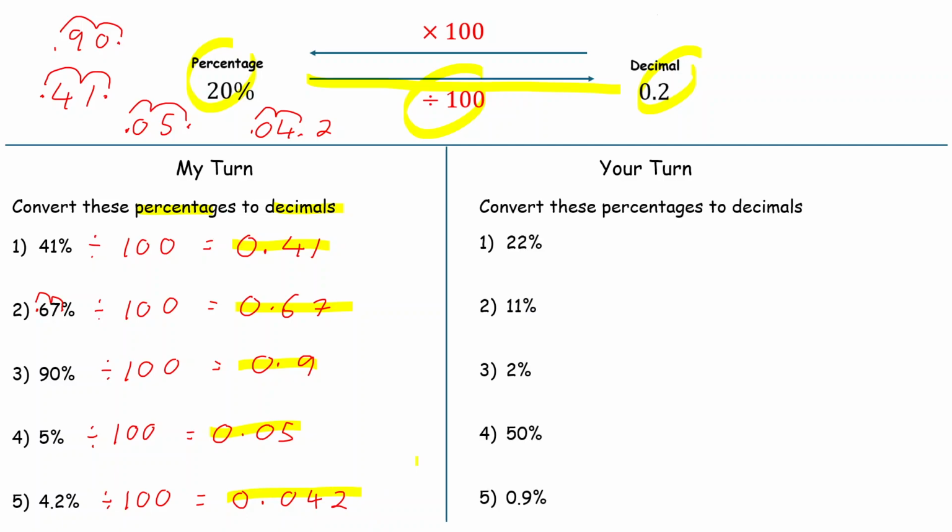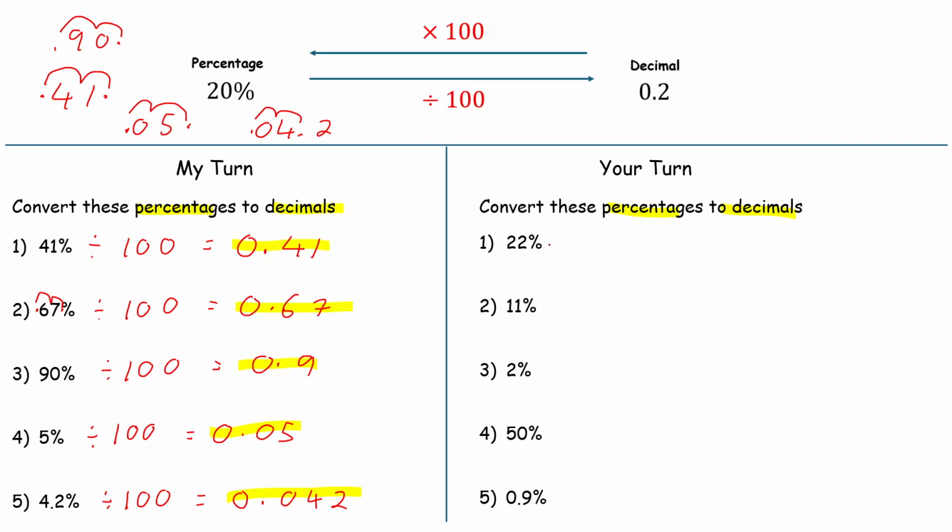Okay, good. You can now try it as your turn, and then that's going to be it for this video. Again, you're converting from percentages to decimals, so you're going from your percentage to your decimal. We are dividing through by 100. So let's begin with the first one.